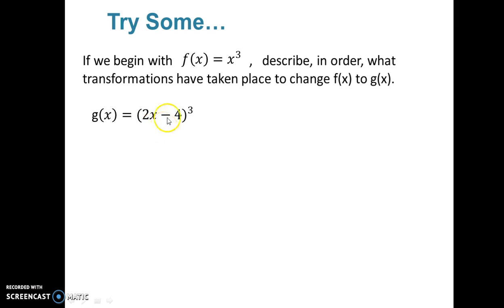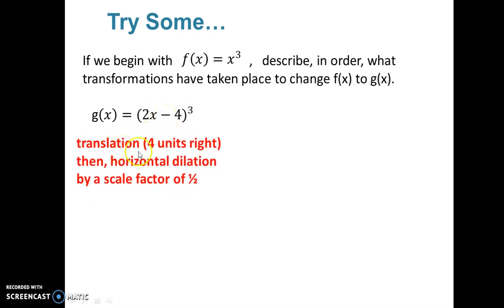So again, we just learned that looking at this first is important, and then looking at what happened to x. So here we see x - 4. So it's been translated 4 units. Translation 4 units to the right, the opposite of that, right? And then you look at what's in front. There's that 2. So after that, then a horizontal dilation by a scale factor of 1/2, because that's actually a half, right? So this first, this next. Try this one. Describe in order the 2 transformations that have taken place here.